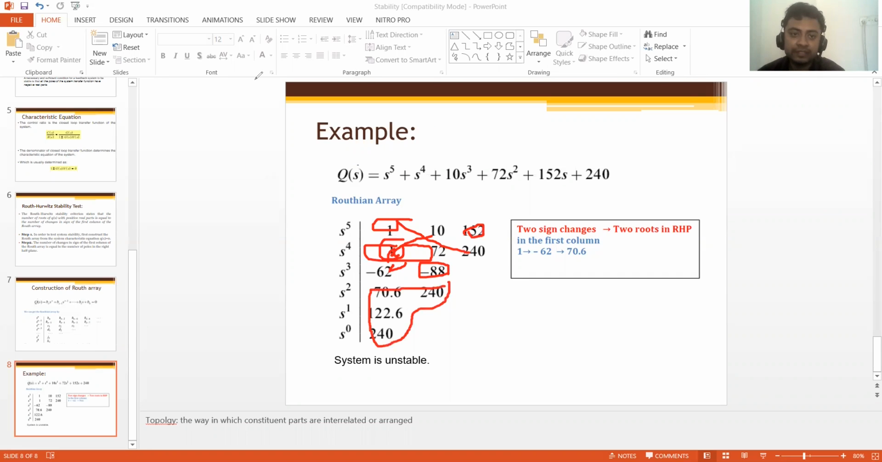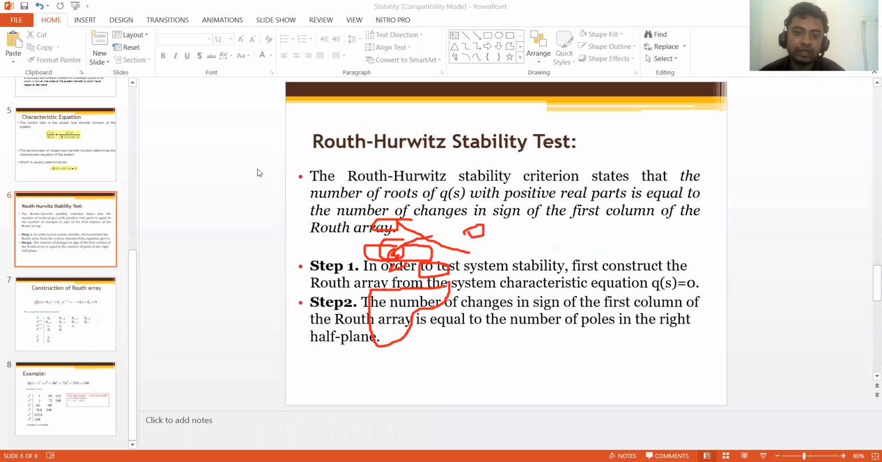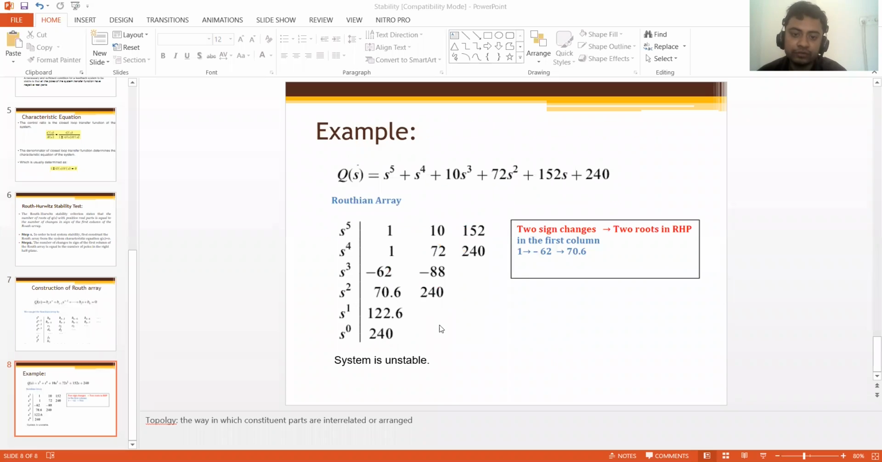So what was step number 2 of Routh's criteria? This states that the number of sign changes in the first column of the Routh array is equal to the number of poles in the right half S-plane. So here we can see two sign changes. One is from 1 to minus 62. This is one sign change, and from minus 62 to 70.6, this is another sign change. So two sign changes mean two poles exist in the right half S-plane.